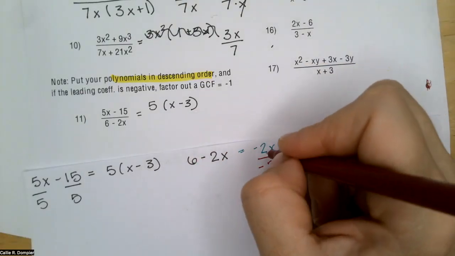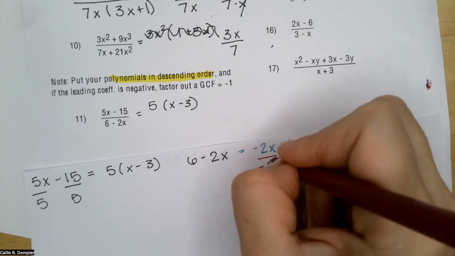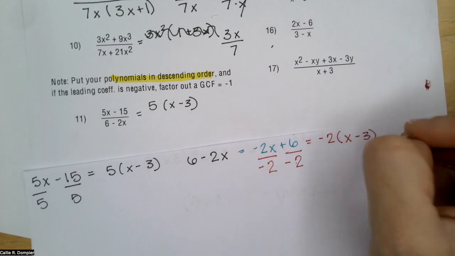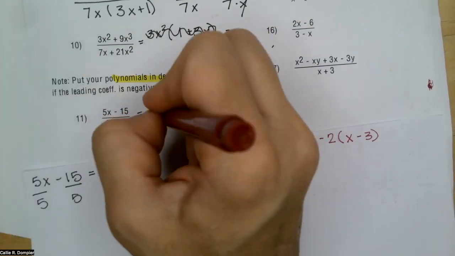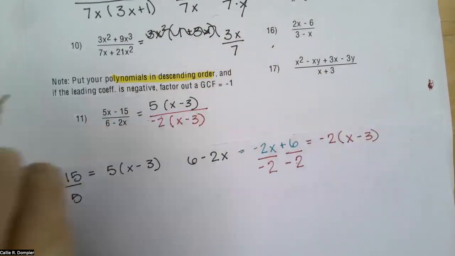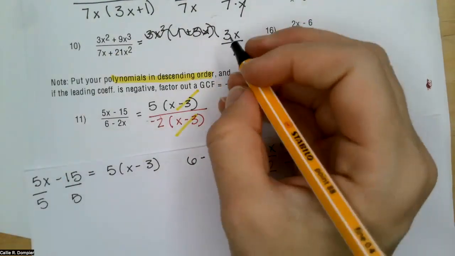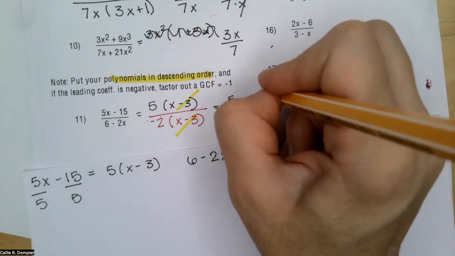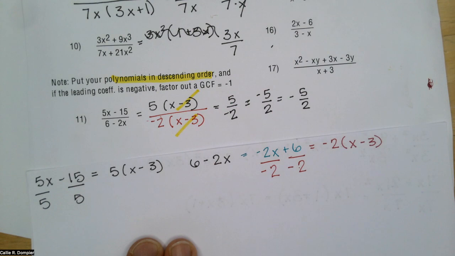So 6 minus 2x becomes -2x plus 6, which becomes -2 times: -2x divided by -2 is a positive x, and 6 divided by -2 is a -3. -2 times x minus 3. What do we have in common? The x minus 3. So it's just 5 divided by -2, which is also -5 divided by 2, which is -5/2. Those are all the same. Doesn't matter where you put your negative, just don't put it both places.